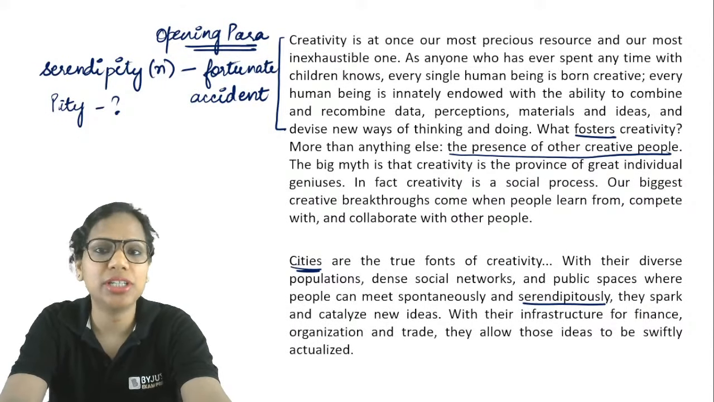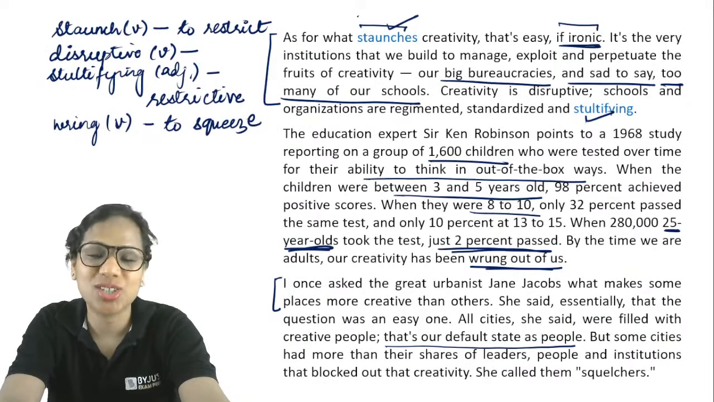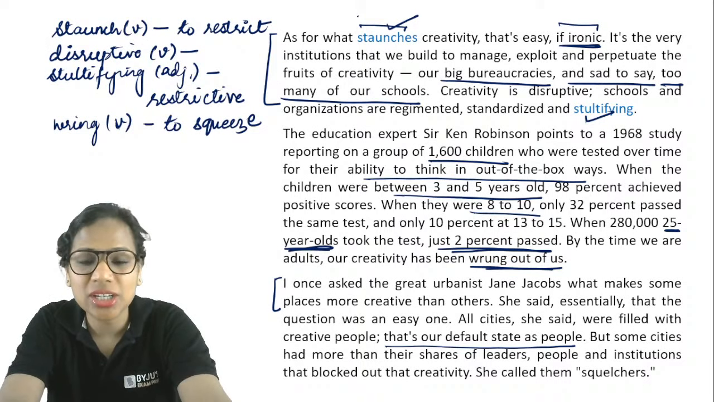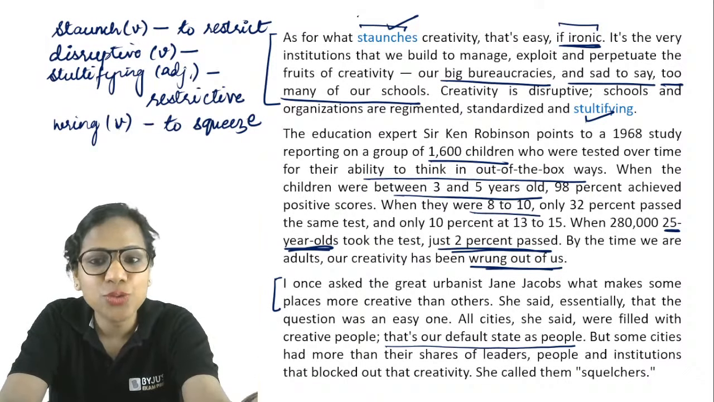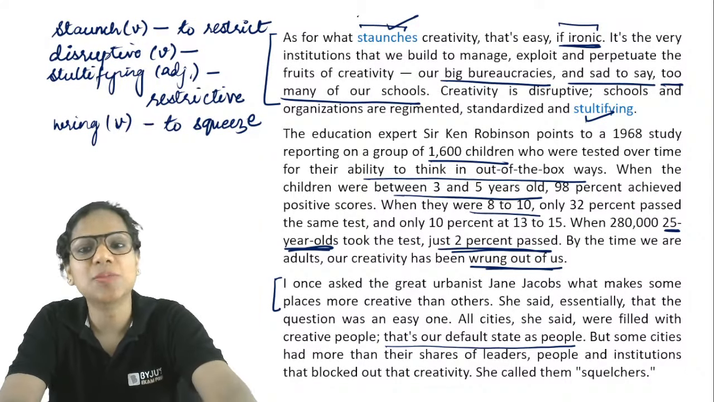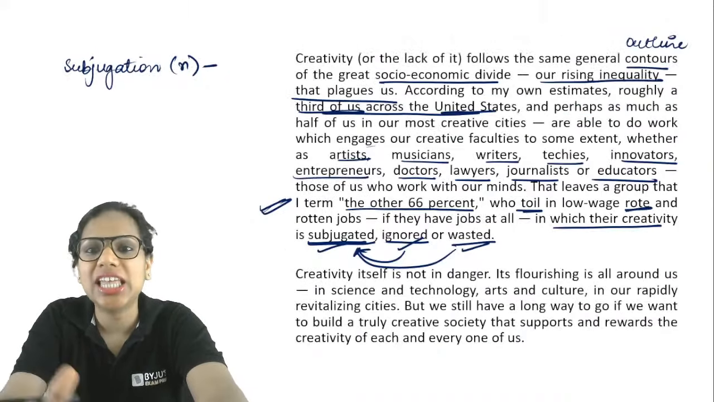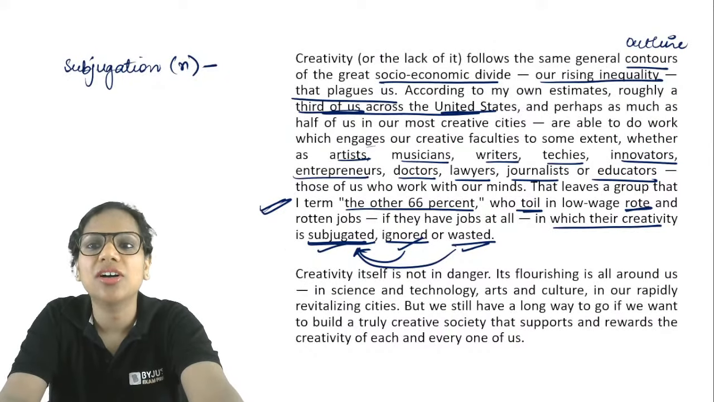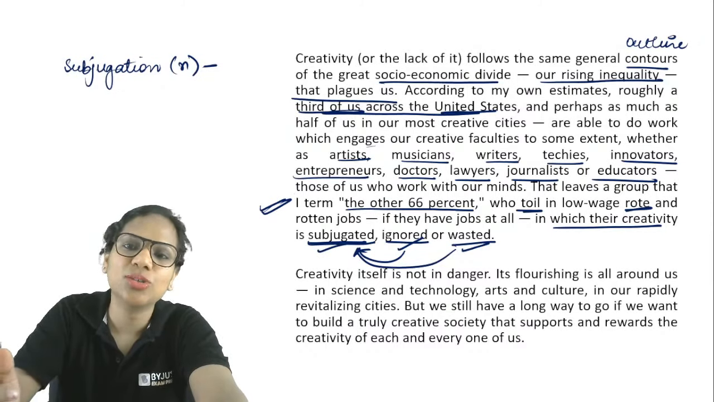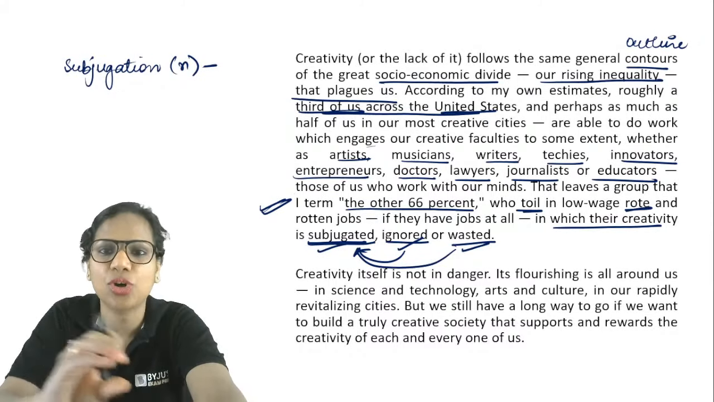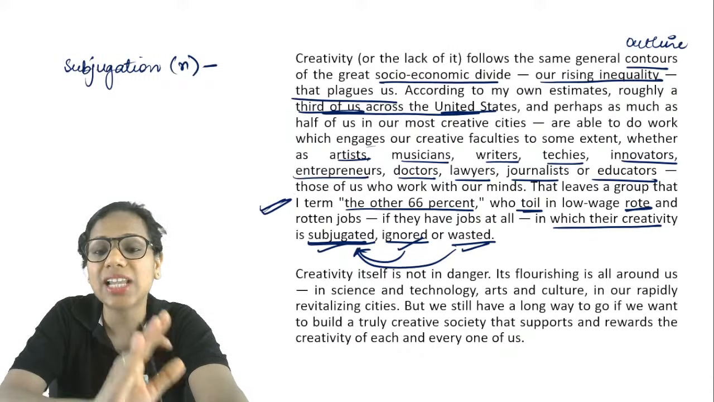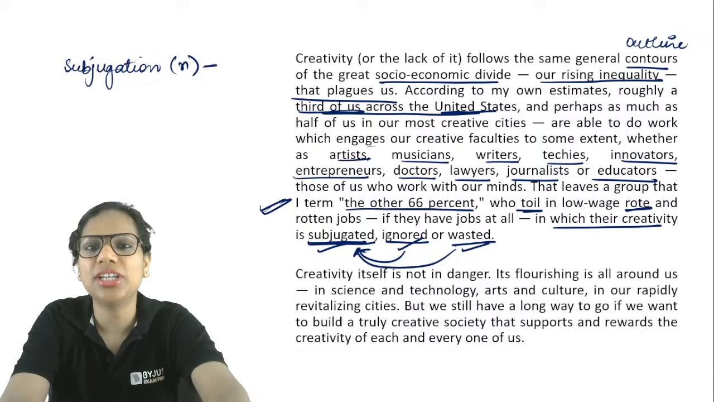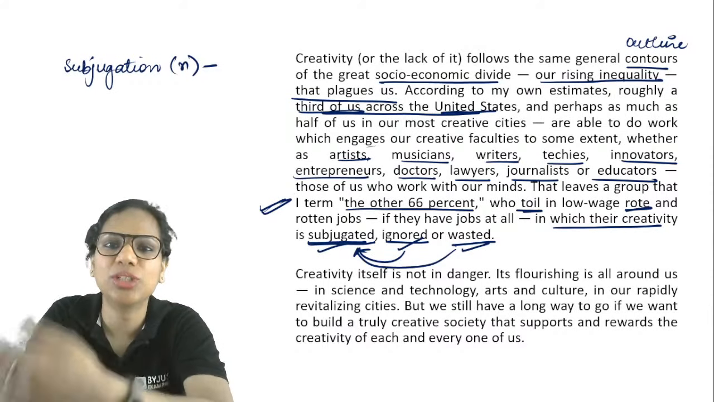We learned some new vocabulary words: serendipitously, serendipity, staunches, stultifying, right? Then we also saw a study here. We saw the viewpoint of another expert, Jane Jacobs, in the last paragraph. Then on this slide, we saw the reasons that can cause a lack of creativity, or basically creativity moves in line with the socioeconomic divide. And the last bit, that by and large we have creativity but we need enablers.